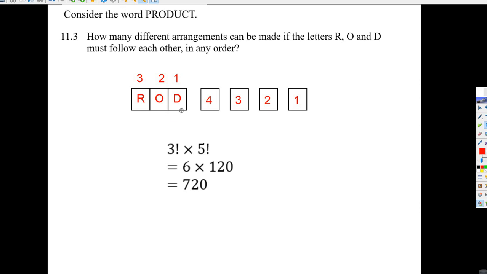So when you start, you've got 5 different things you can put there: any one of the 4 letters or the ROD combination. And then after you've made a choice, there's 1 less left. There's 4, then 3, then 2, then 1. That's why it's 5 factorial. And 3 factorial times 5 factorial is 720.